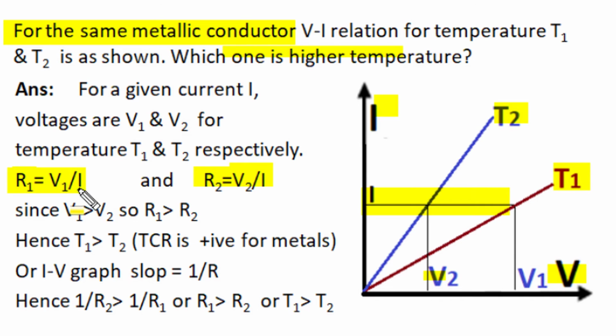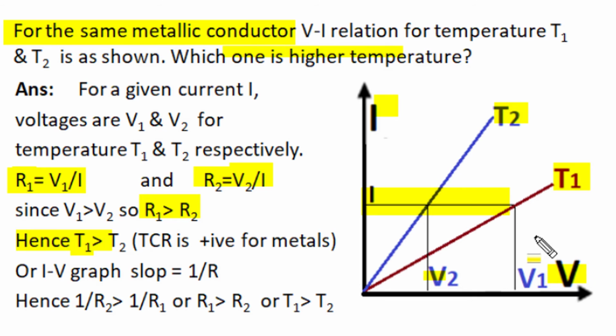So V1 upon I ratio is higher than V2 upon I ratio, and R1 is greater than R2. And we know for a metallic conductor, the amount of resistance will increase when temperature is increased, and definitely when first resistance R1 is higher, that means first temperature T1 is higher, and we can say T1 is higher than T2.